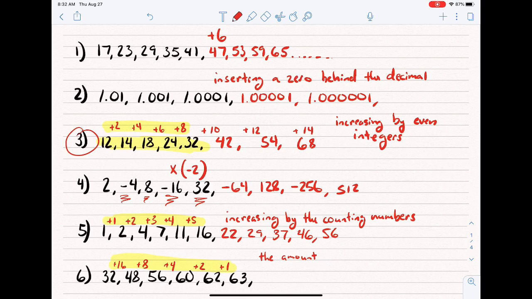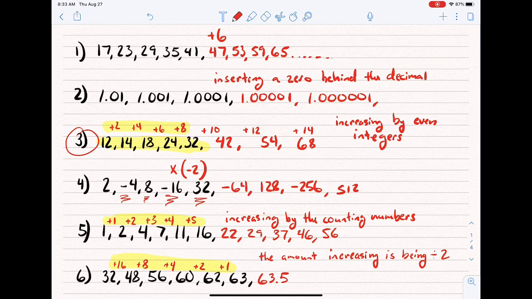Okay, so the amount increasing is being what? It's being divided by 2. The amount increasing is being divided by 2. Every time we go up, the next time we go up by half as much. First we went up by 16, and then by 8, and then 4, and then 2, and then 1. So what are we going to increase by now? Well, half of 1. So we're going to go up by half, or 63.5.